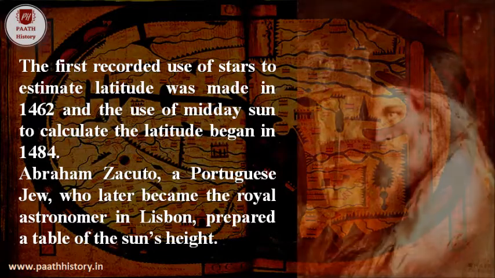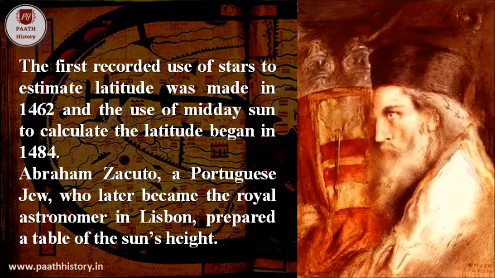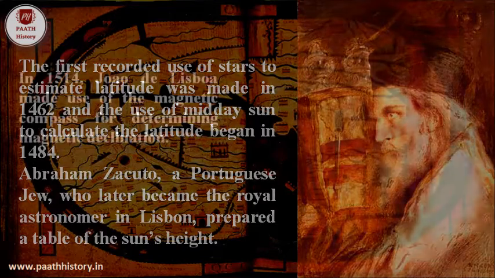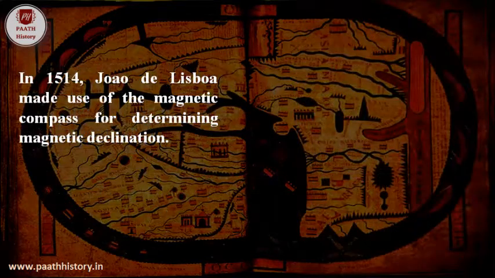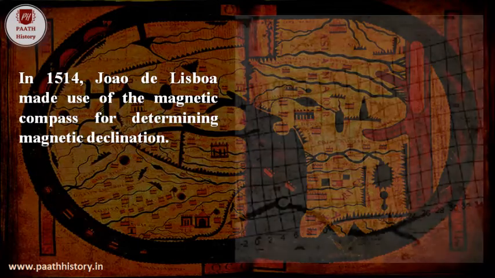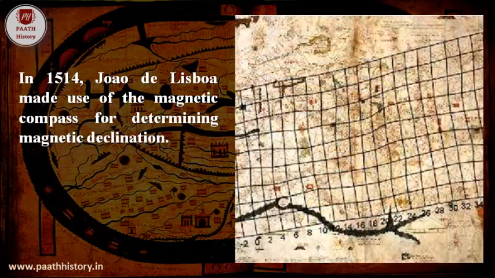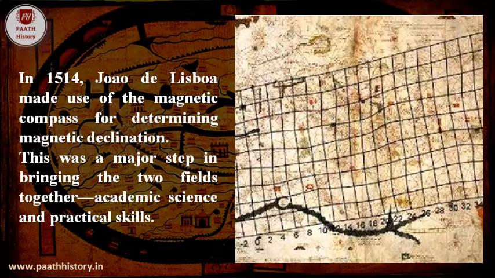Abraham Zacuto, a Portuguese Jew who later became the royal astronomer of Lisbon, prepared a table of the sun's height. In 1514, João de Lisboa made use of the magnetic compass for determining magnetic declination. This was a major step in bringing the two fields together, academic science and practical skills.